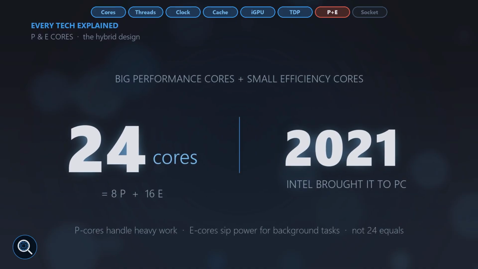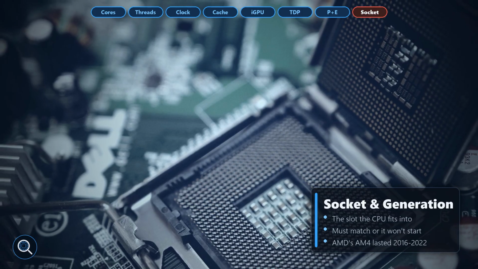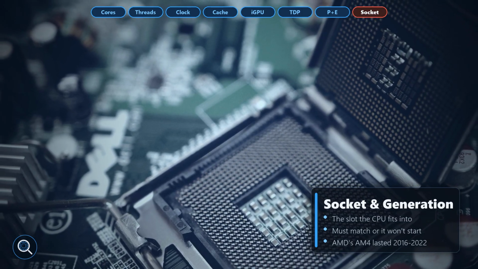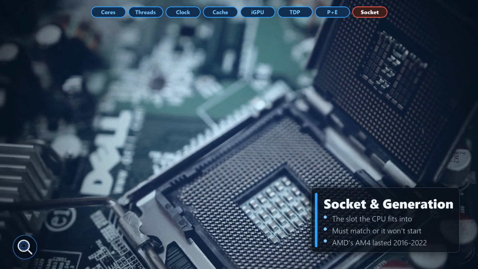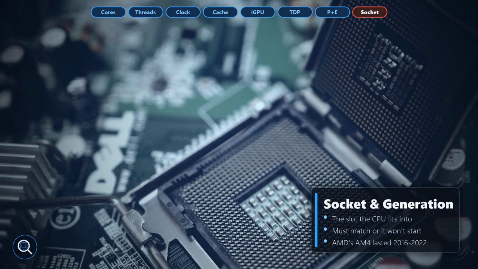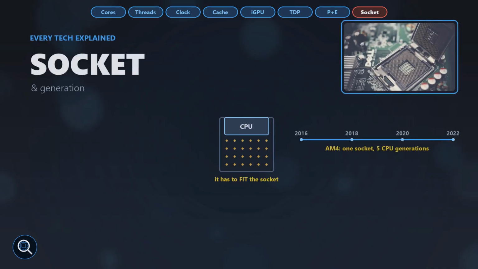The socket is the physical slot your CPU drops into on the motherboard, and the generation is which yearly family the chip belongs to. They matter for one blunt reason. The CPU has to physically fit and be supported, or the computer simply won't start. Intel currently uses sockets like LGA 1851. AMD uses AM5. The strength of getting this right is upgrades.